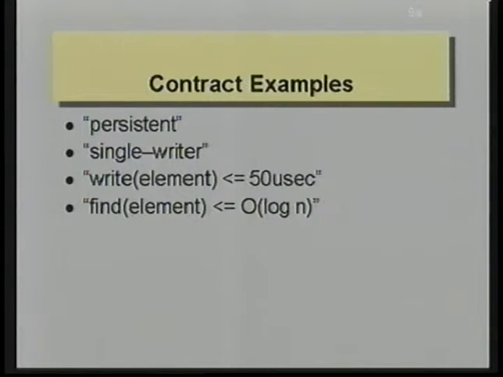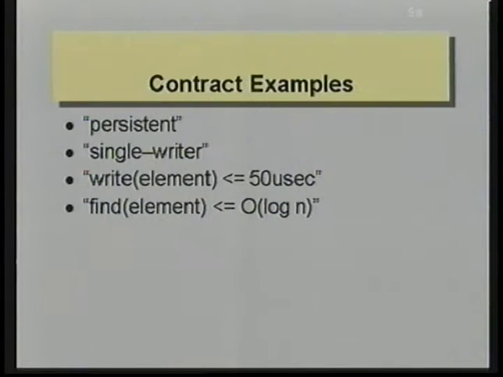Or you could express an actual deadline on the performance of a particular method of the server. So we have: write element takes less than or equal to 50 microseconds. And these are all expressed in our implementation as character strings. Each one of these examples would be a clause in an overall contract, so you could have a list of these specifications in the contract that the client uses.